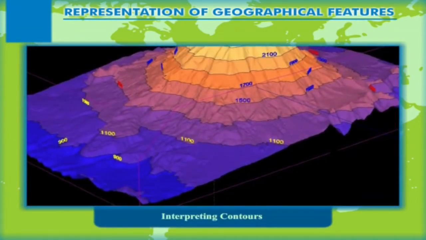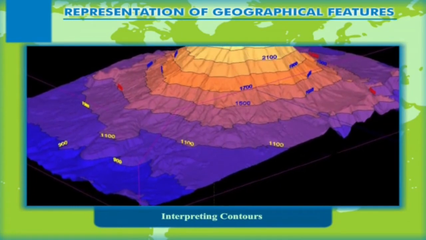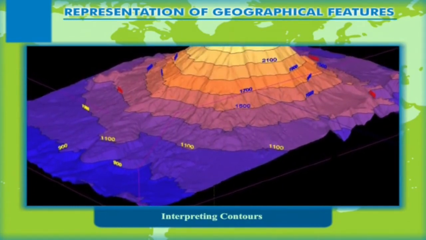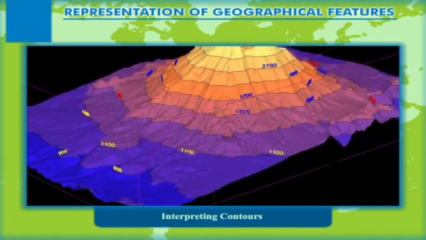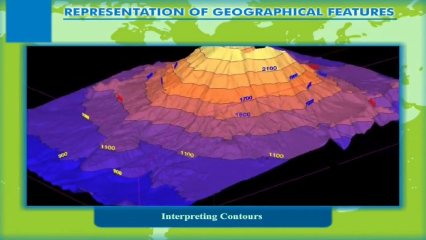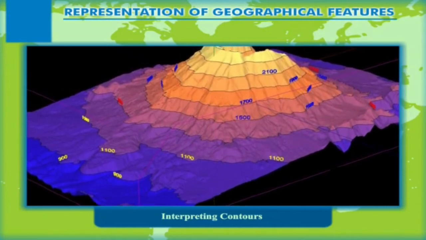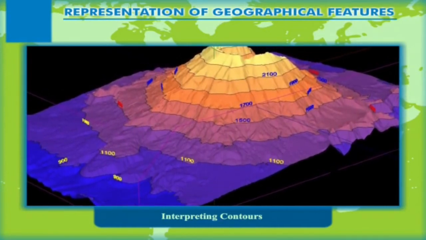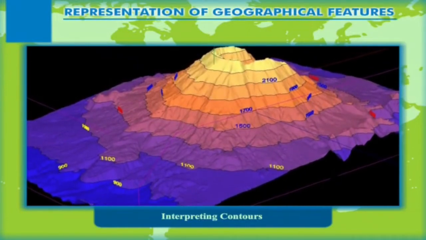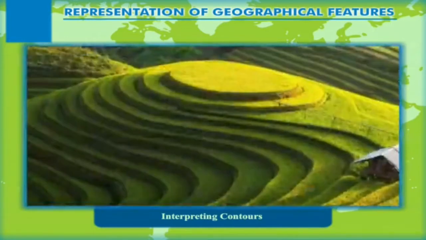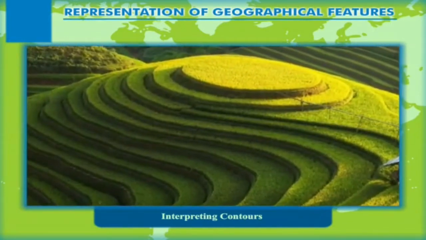Interpreting contours. The method of showing the relief with the help of contours is one of the most accurate and standard methods. Contour is an imaginary line which joins the points of places having the same height above the mean sea level. In other words, a contour is a line of constant height above the mean sea level. The contours are drawn on the basis of actual surveys done in the field.